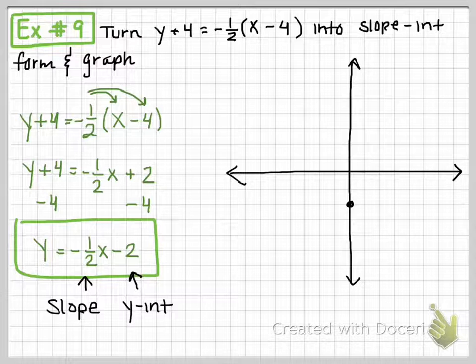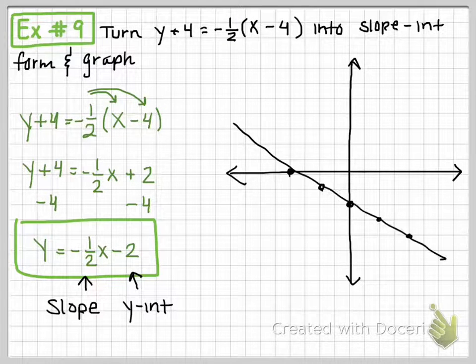Now that I have that negative 2, it's going to tell me to go down 1 and over 2. So I'm going to go ahead and plot these next couple of points here. We can also go up 1 and left 2, just to extend our line as long as possible. And then we're going to go ahead and connect it because we have an equation. Make sure you have arrows on the ends of your line, something like that.